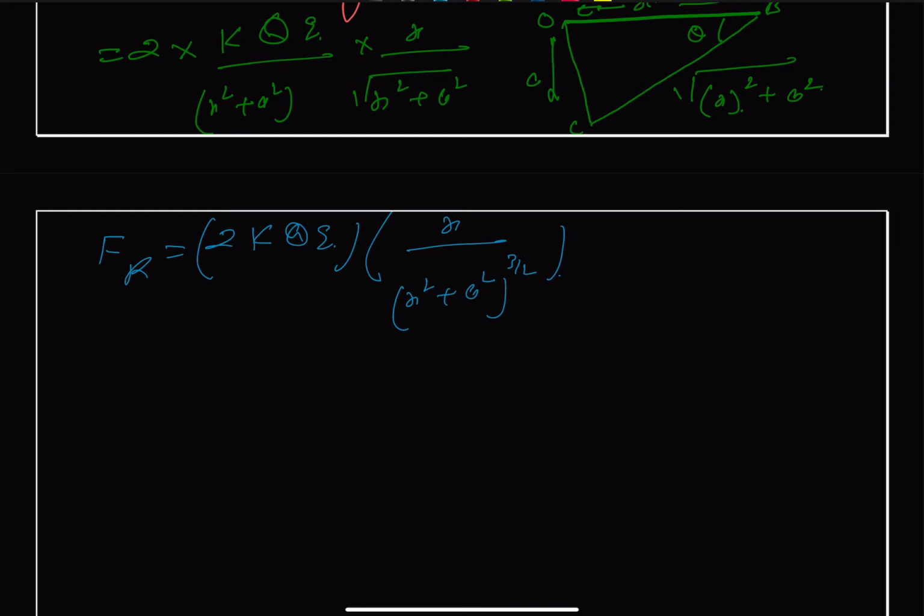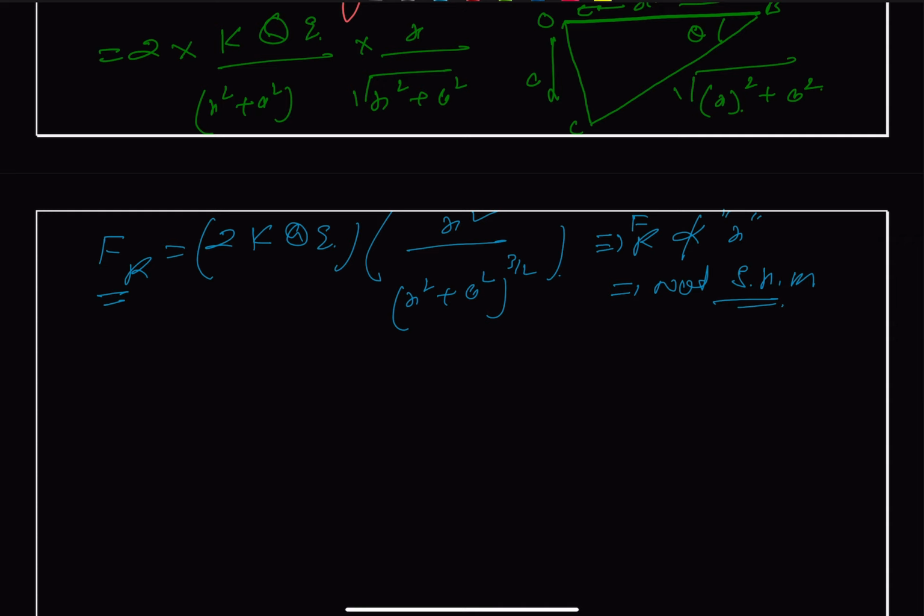So for SHM, we know that this resultant force should be only proportional to X. Obviously, there will be a negative sign for the force being in the opposite direction. Okay, so at least we can say from here that our Fr is not proportional to X. Therefore, not SHM. This we are very sure.